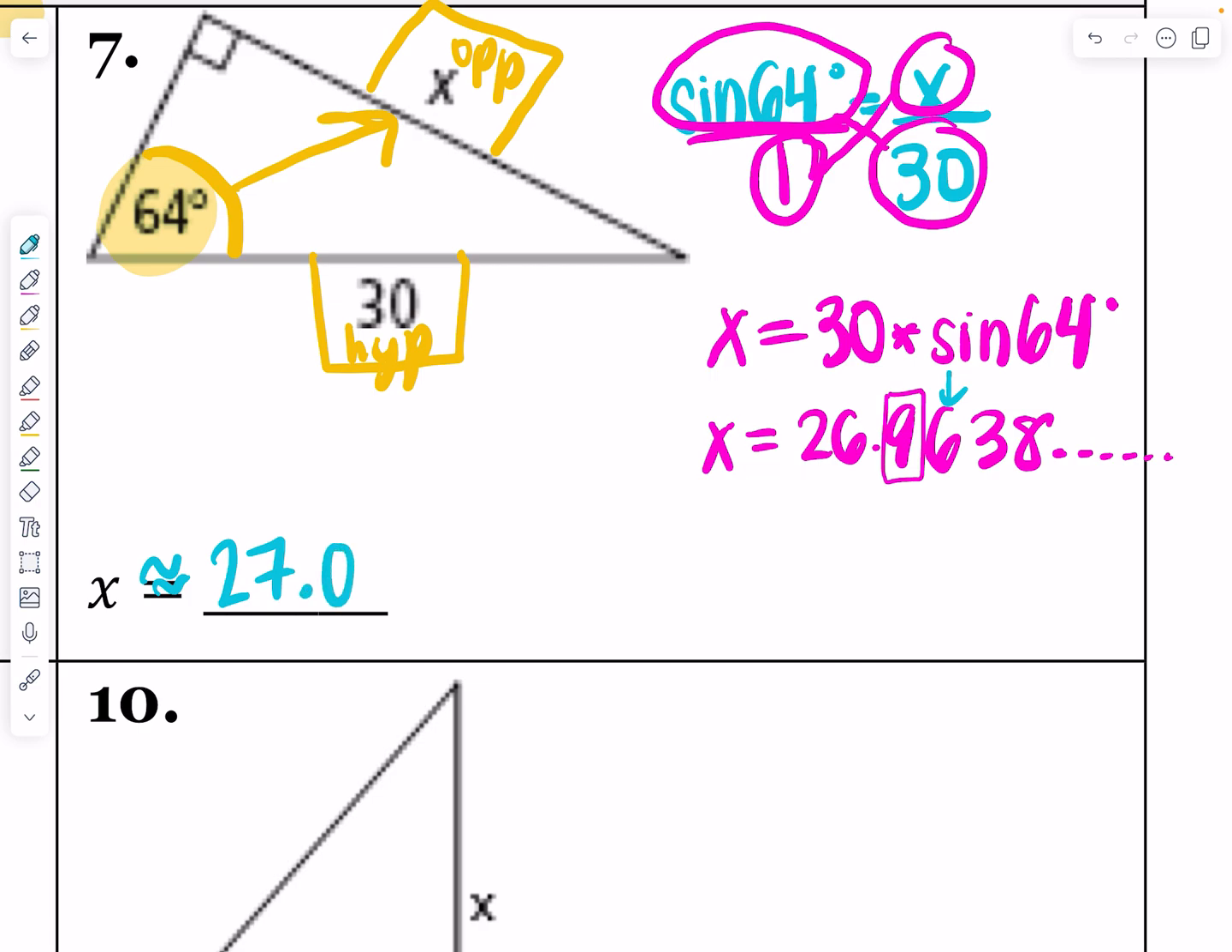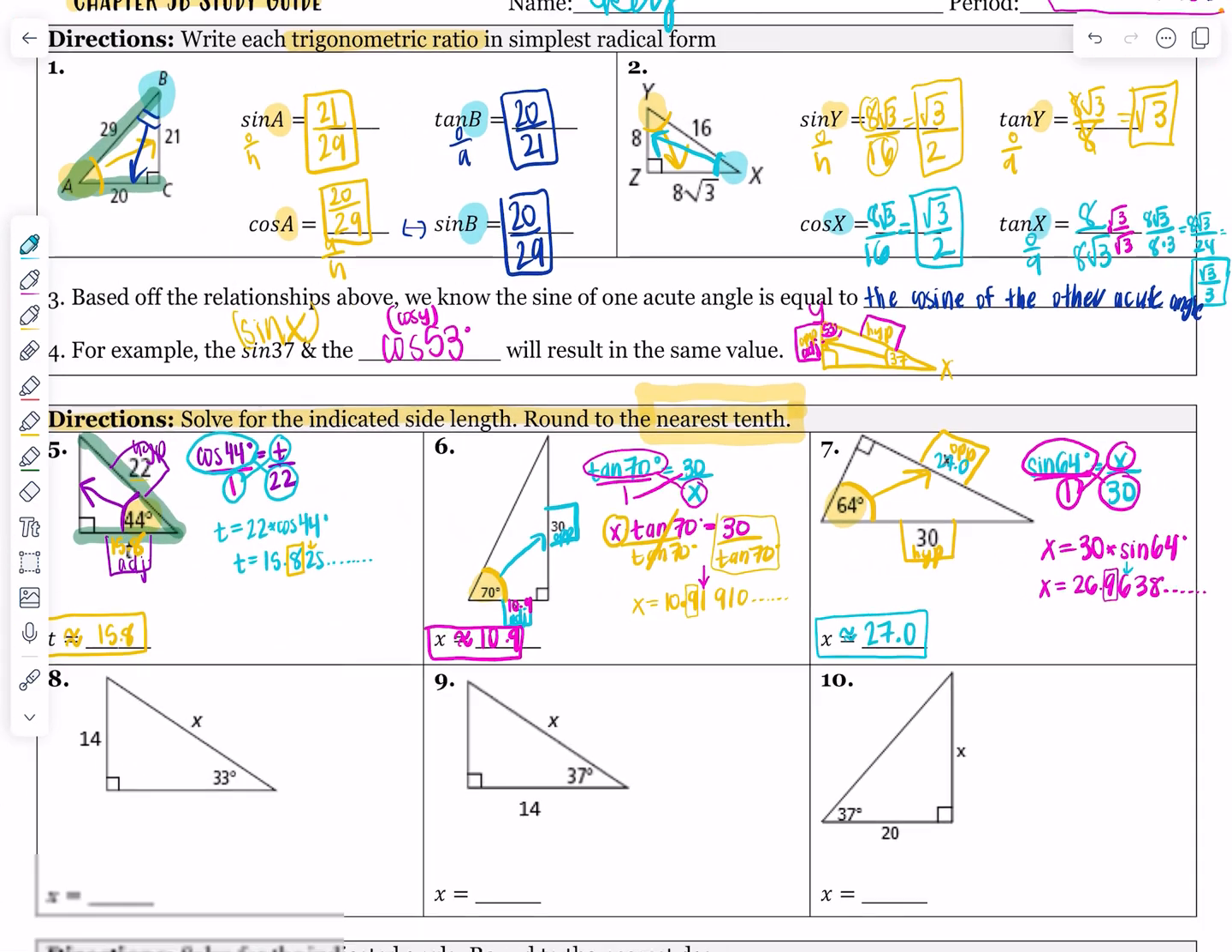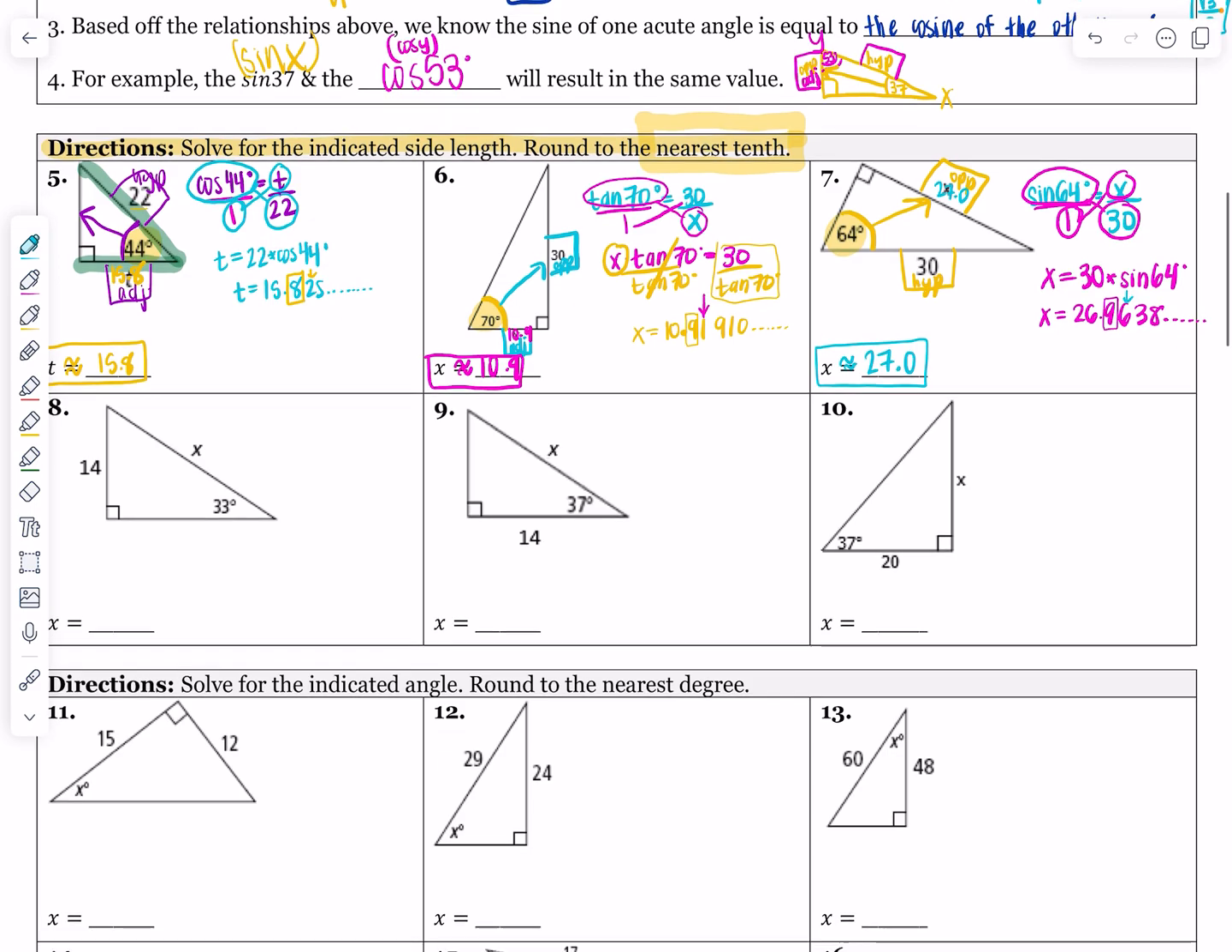27.0. Now we want to make sure that that makes sense in regards to our picture. So if you put a 27.0 here, does that make sense? Is that less than the hypotenuse of 30? Yes, it is. So if I had accidentally typed in whatever number I said instead of 64 earlier, I would have known rather quickly that I had done something wrong. Okay. So that is 3 of those. So far we have 1 cosine, 1 tangent, and 1 sine.